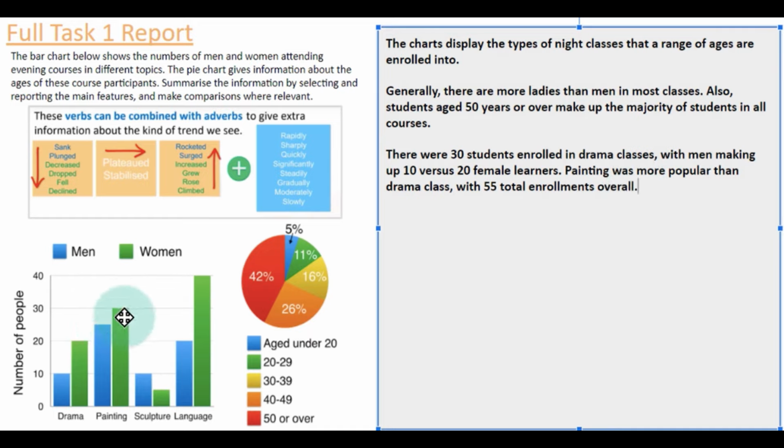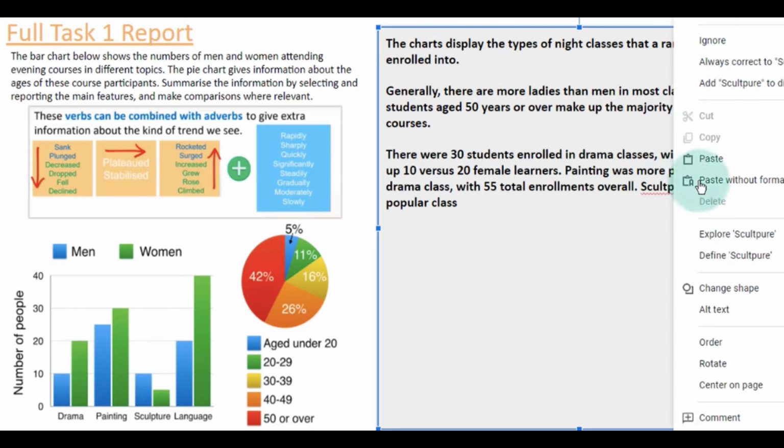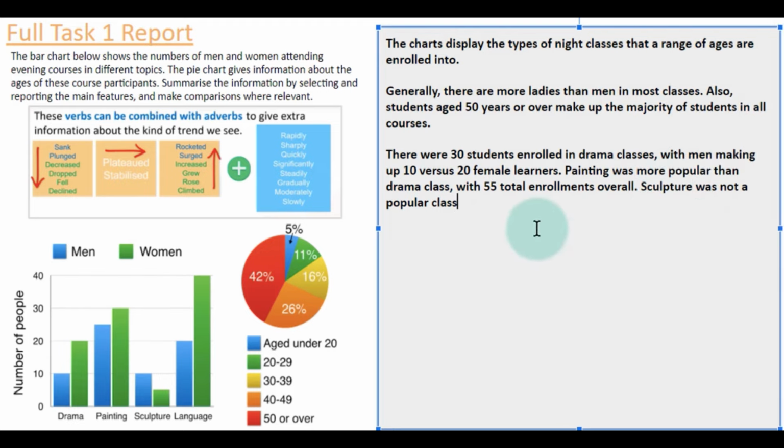Now, some of you may say, why don't you describe exactly how many per male or female? And that's because sometimes if we describe every single feature, it's going to be far too long. So we kind of need to sometimes speed things up, sometimes slow things down. Or let's say sculpture was not a popular class. Sculpture, and I'll just change my spelling here. Sculpture was not a popular class, with only 15 students total.